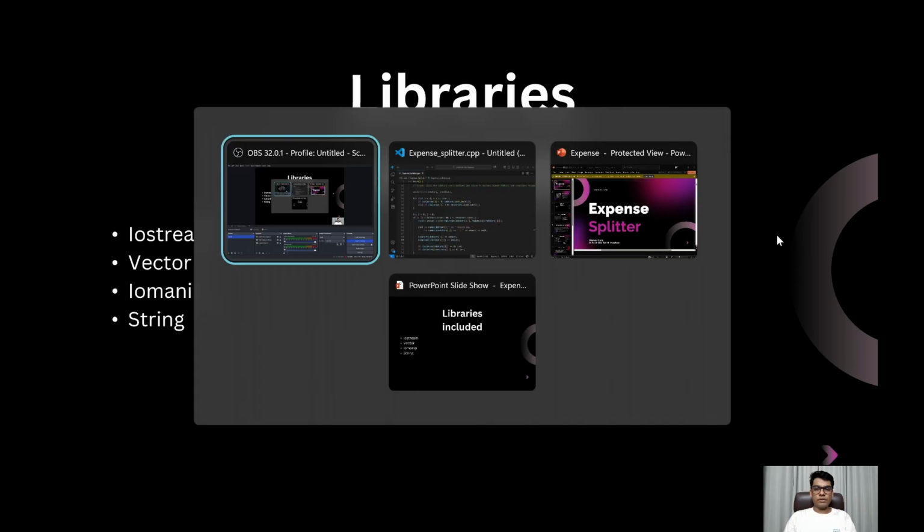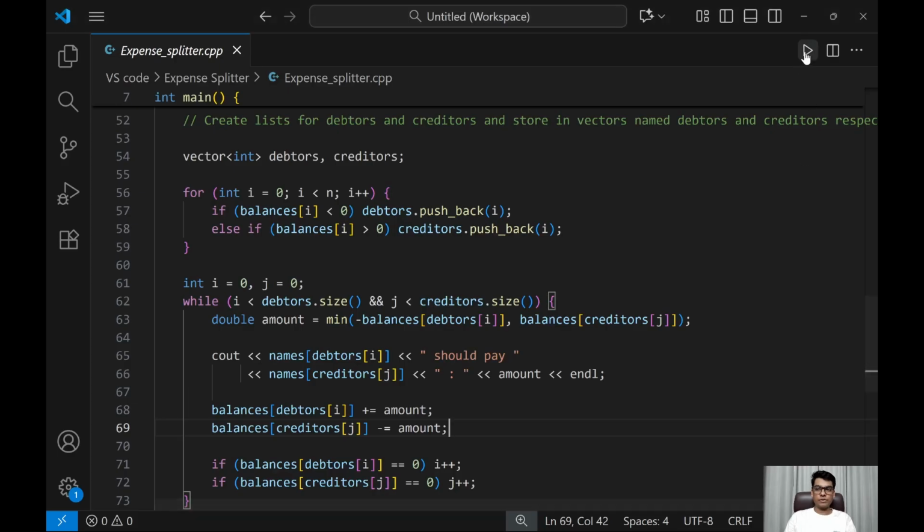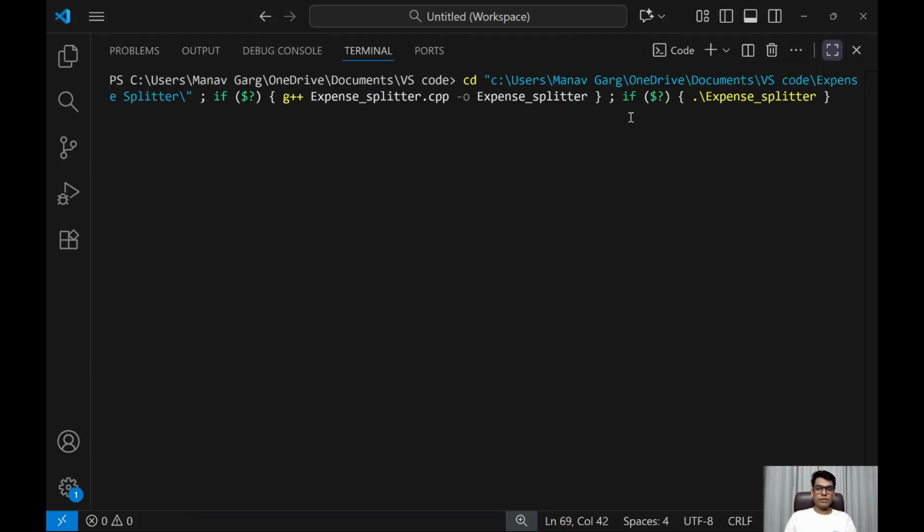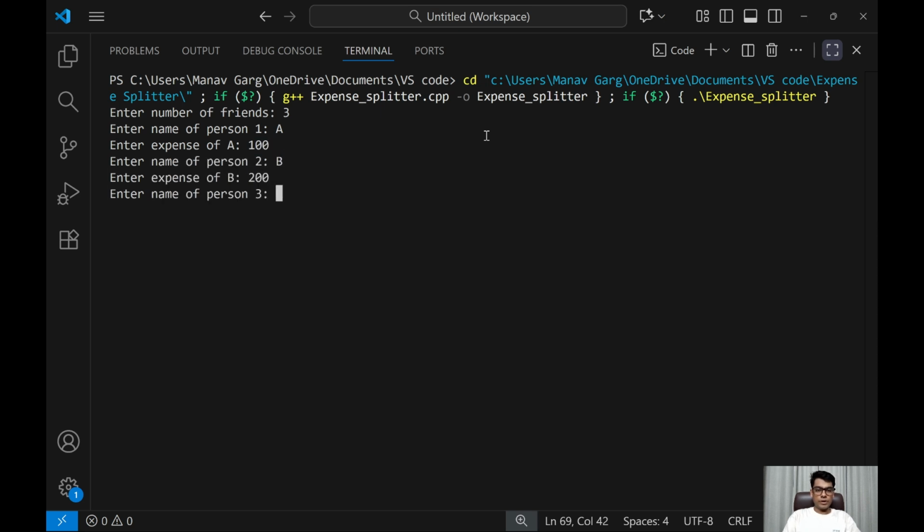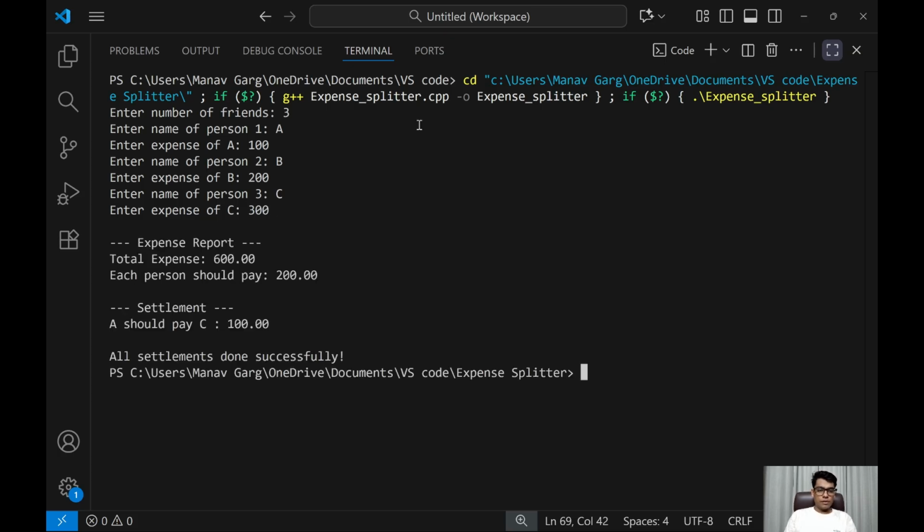Before getting further, let me show you how the code works. I will run the code, and first of all, it will ask to enter the number of friends. Let us say 3. Name of person 1, A, expense 100, person 2, B, expense 200, person 3, C, and expense 300. This is the output.